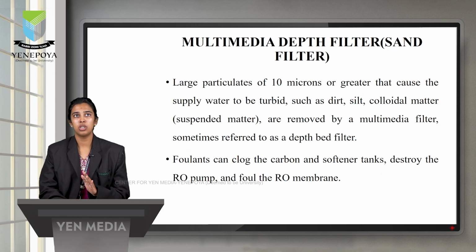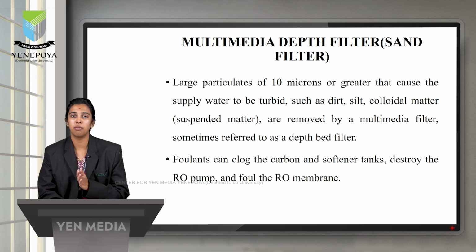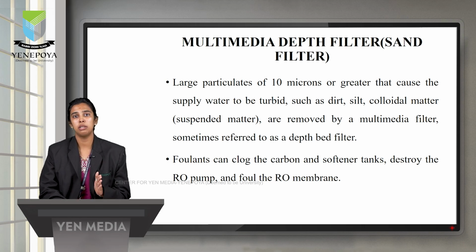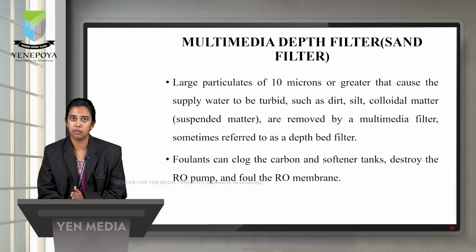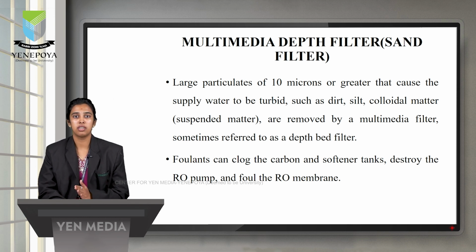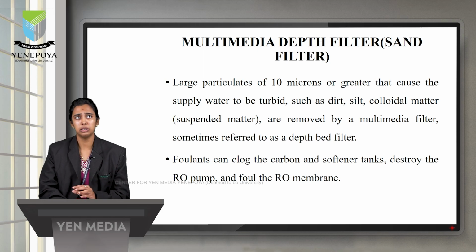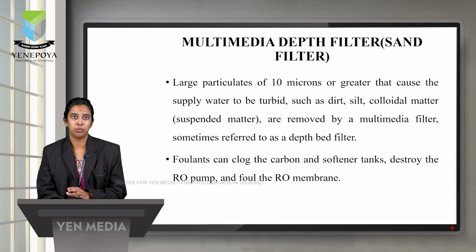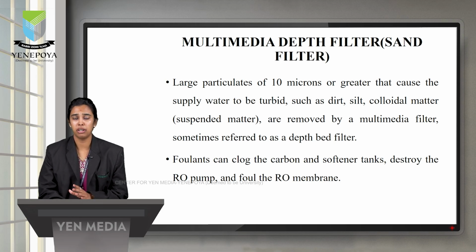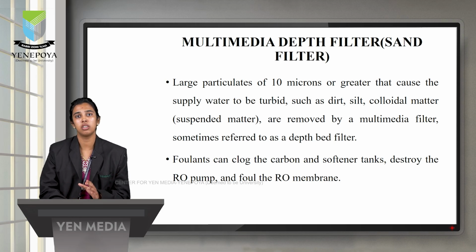All this comes before the start of pre-treatment, and the pre-treatment starts from here, the sand filter. First, the water supply passes through the booster pumps, temperature blending valve, and acid injection metering device, then it comes to the sand filter. Here large particles, greater than 10 microns, such as dirt, silt and colloidal matter, will be removed in the sand filter. Okay, next, the foulants can clog the carbonate softener tanks, destroy the RO pump and foul the RO membrane. So everything will be removed in the sand filter.